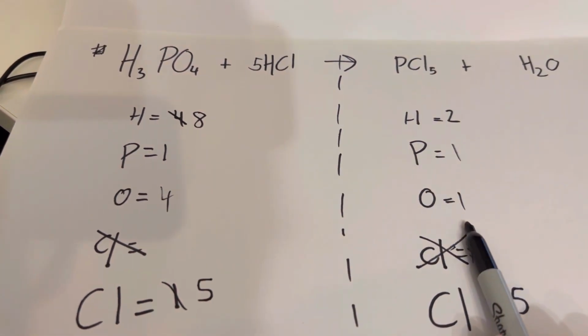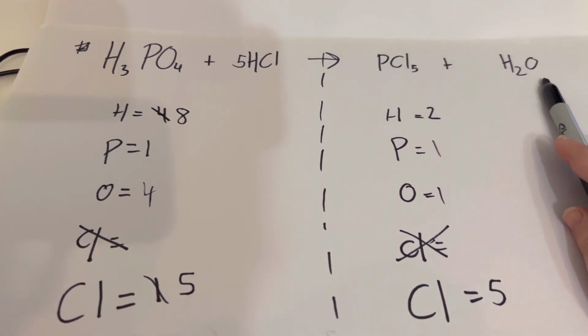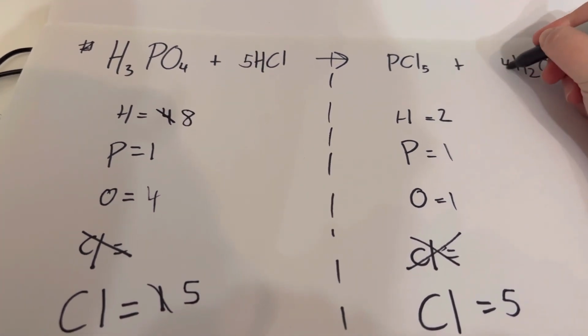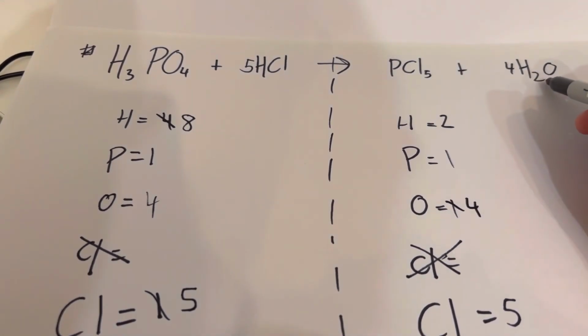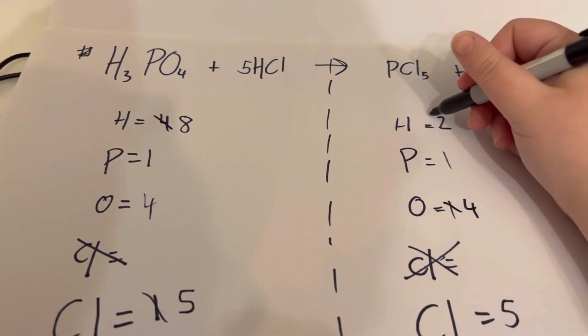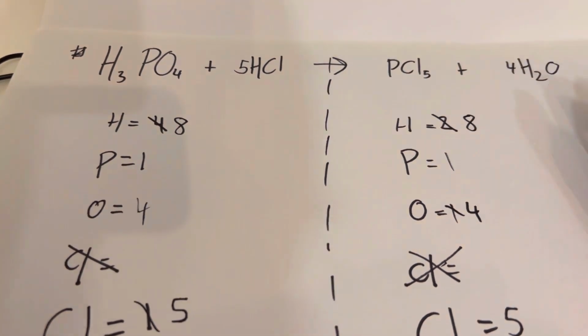Next, we'll go with oxygen. 4 on this side, 0 on this side. So we need 4 on this side here. If we stick a 4 in front here, oxygen changes here to 4. And our hydrogen also changes. So 4 times 2 is 8. So this is no longer 2, it is now 8.